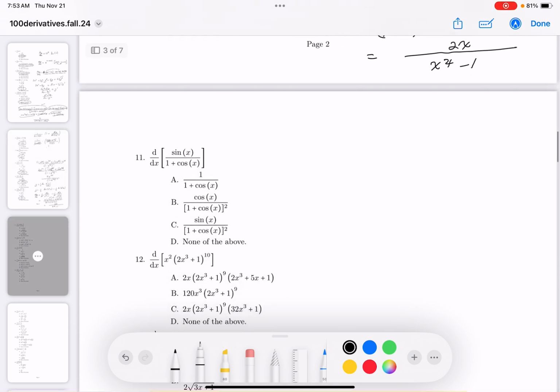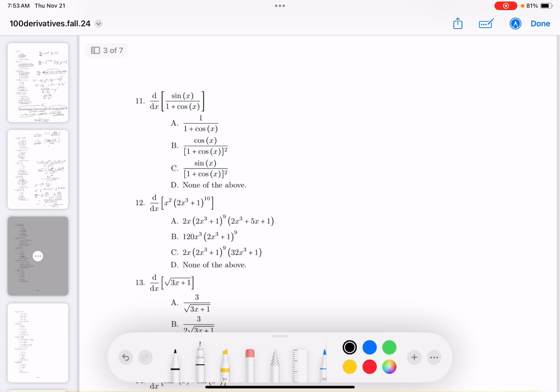On the next page, the next one is another quotient, and I'll write down the derivative now. Certainly, it's pretty easy to write a derivative down. Again, I'm looking for an answer. I'm not looking to impress anyone with my skills in writing things down, by the way.